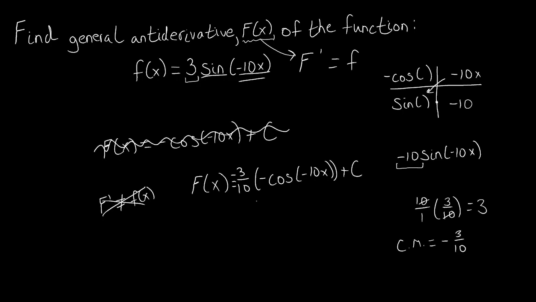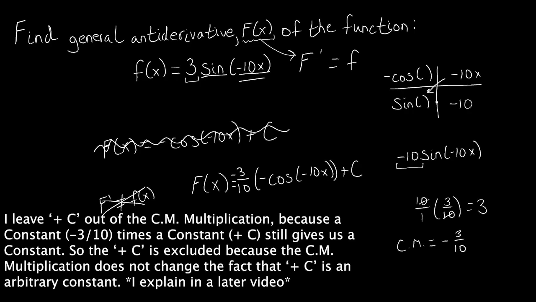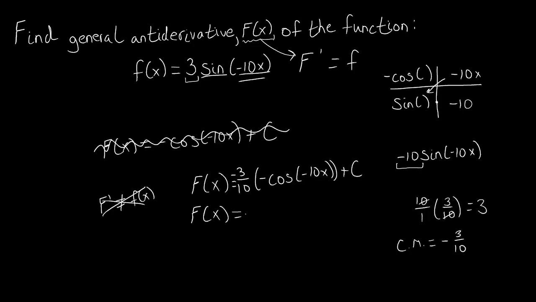So now that we have something incorporating a constant multiple of negative 3 over 10 that we think should work, let's multiply negative 3 over 10 by this negative cosine of negative 10x and see what our F of x becomes. Negative 3 over 10 times negative cosine gives us a positive 3 over 10 cosine of negative 10x plus c. So now we have something that we think, if we derive it, could give us what looks like this as our derivative. Okay? So let's do a quick little chain rule check to see if we get that the derivative of this equals the little f that we were given.